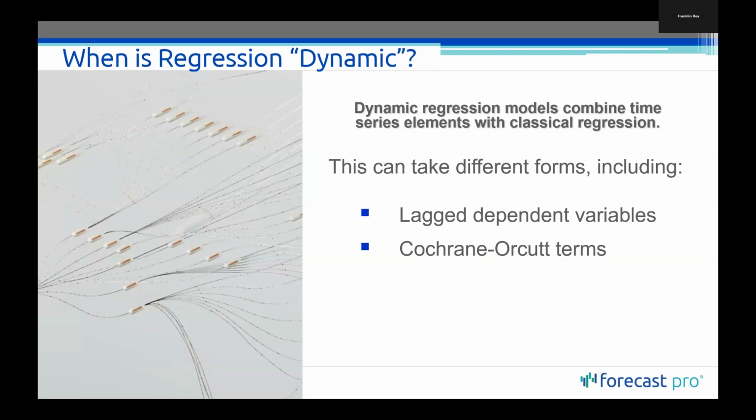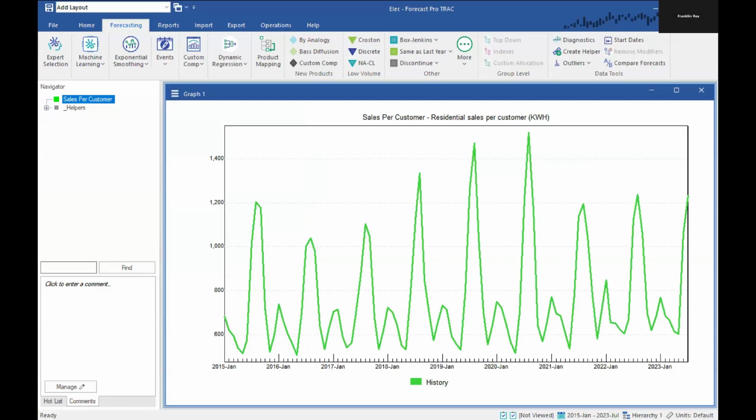All right, with all that out of the way, we're going to get into our first example. And this example has to do with electric power demand. The data we're showing on the screen here is historic data for sales per customer, residential sales that is, of kilowatt hours of electric power. And just looking at this, I've turned the forecasts off. We're just looking at the history.